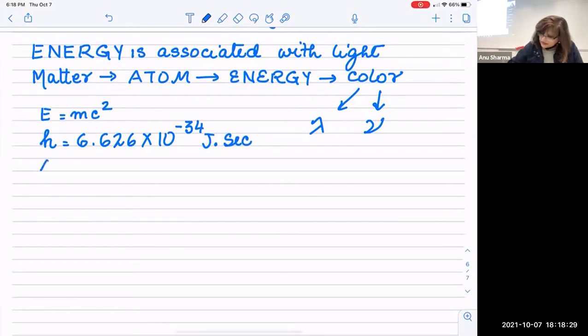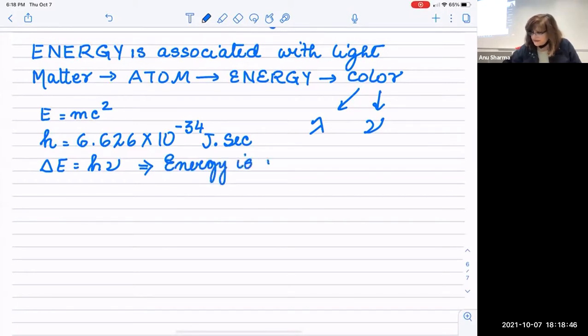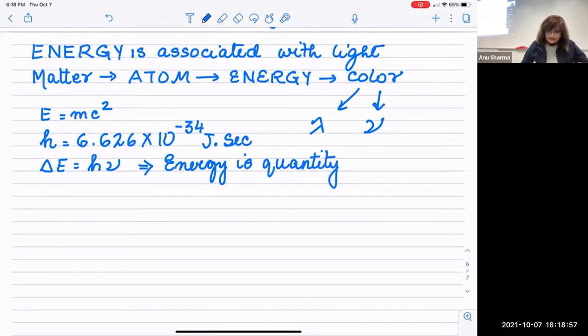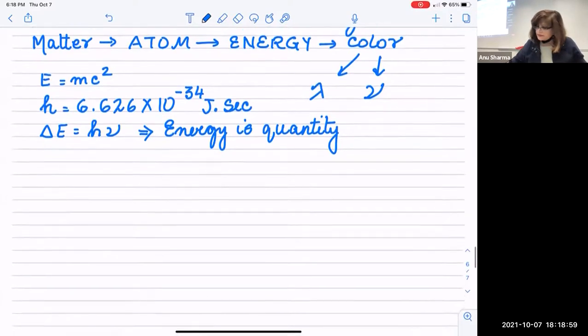So we know that the change in energy is equal to h nu, where h is Planck's constant and nu is the frequency. And this shows that the energy is quantized. In other words, the colors of the light are associated with energy. Energy could be gained or lost in whole number multiples.